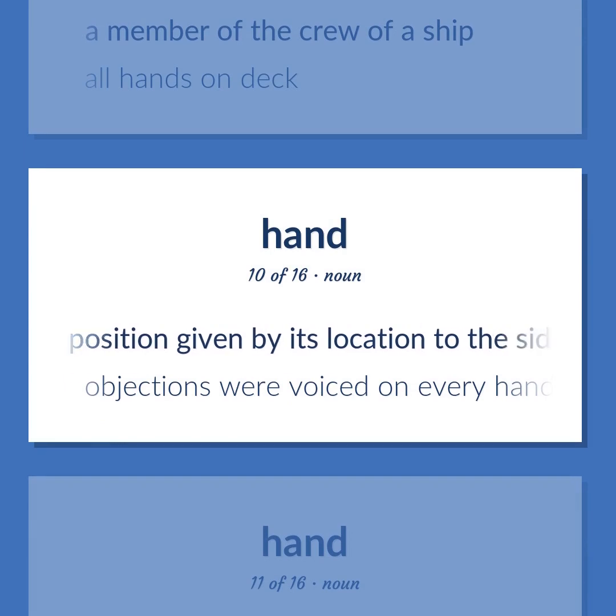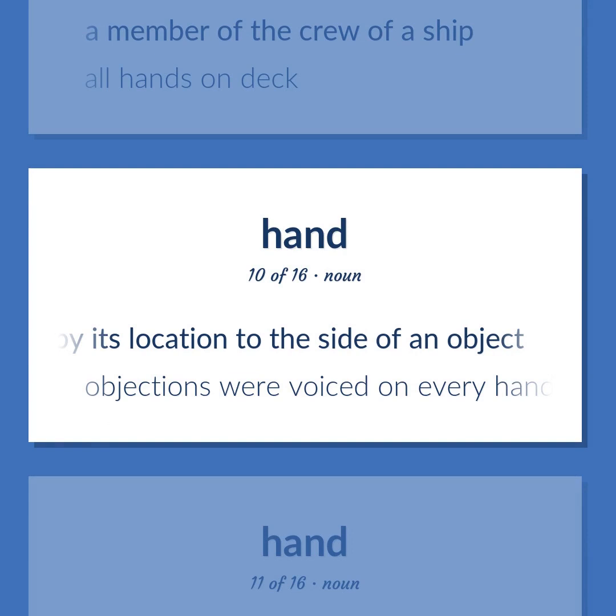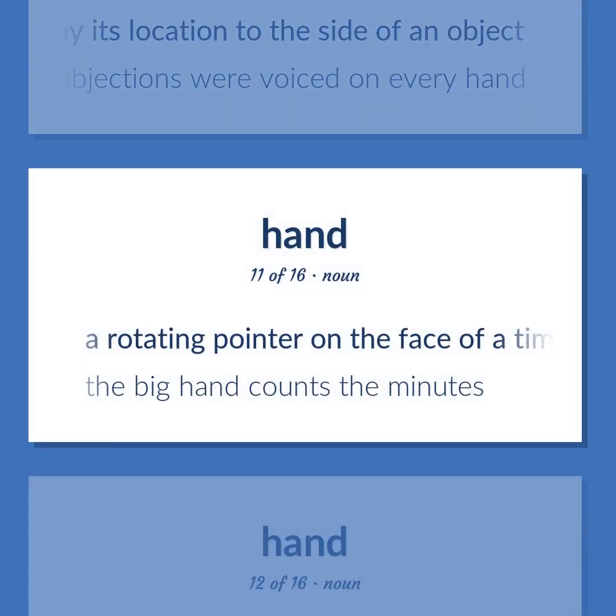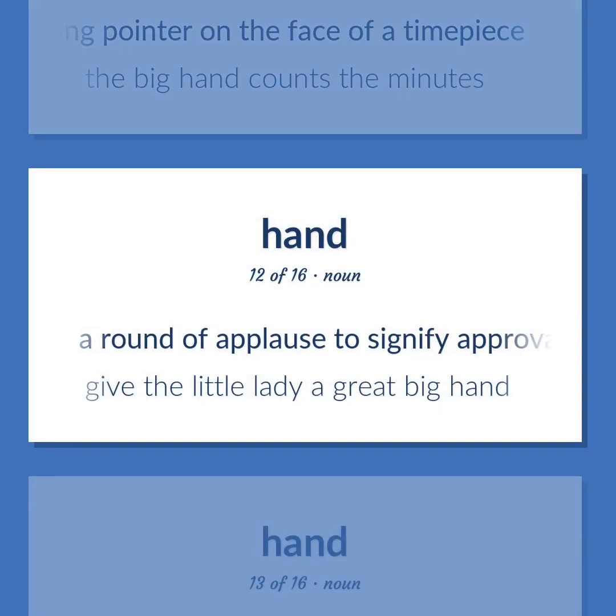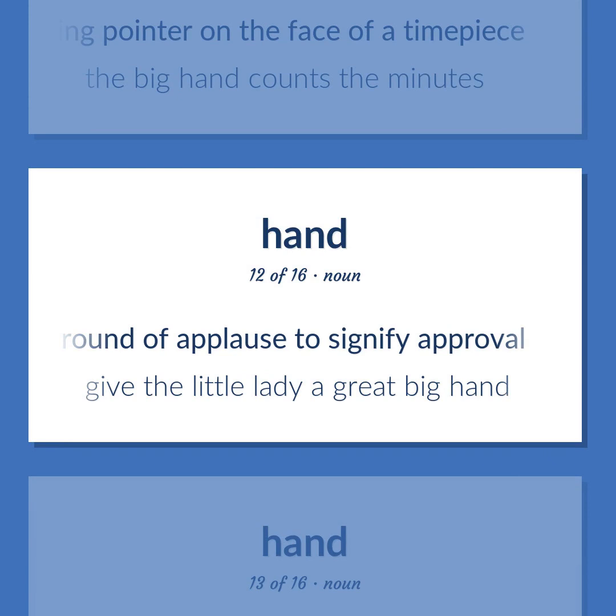A position given by its location to the side of an object. Objections were voiced on every hand. A rotating pointer on the face of a timepiece. The big hand counts the minutes. A round of applause to signify approval. Give the little lady a great big hand.